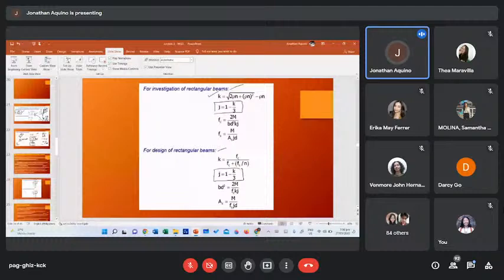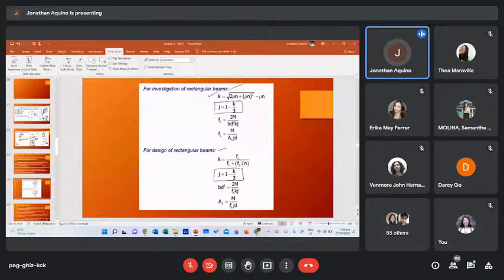So either stress, fc, should be less than 0.45 f'c, or our fs should be less than 140 for grade 40 and 170 for grade 60. Or in case of moment, just factor out the M so you get the moment capacity of the section considering steel and concrete.